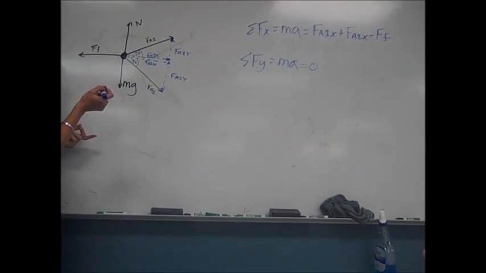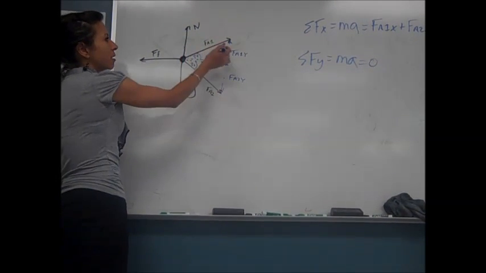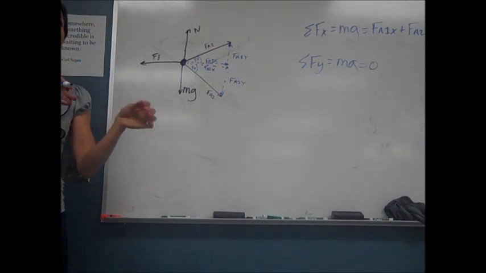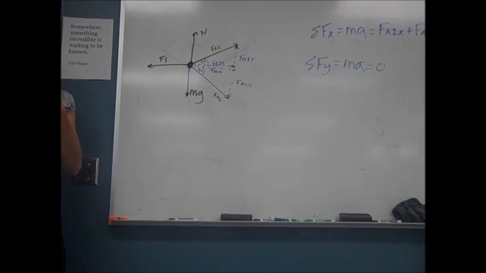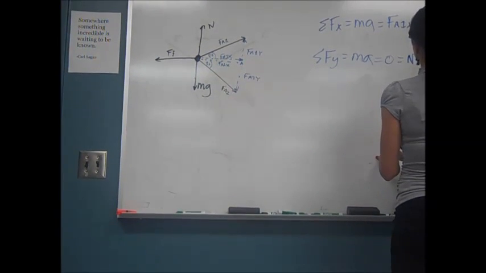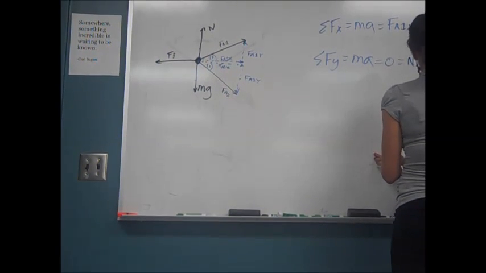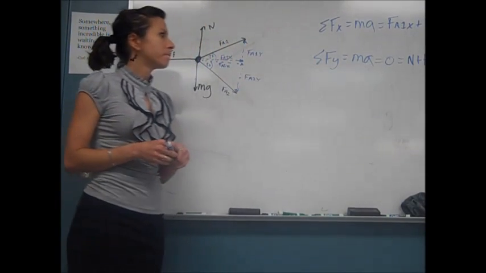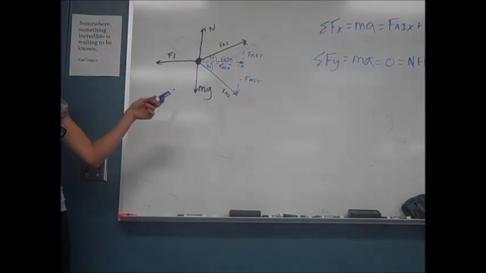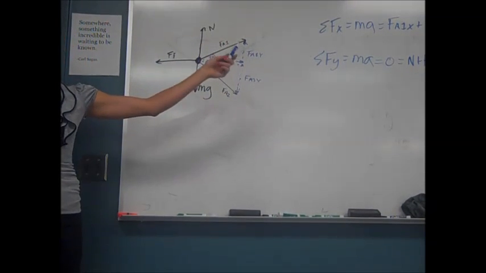In the y direction, I do all the up forces minus all the down forces. Up, up, down, down. There are 4. It doesn't make the process any different, it just adds something to it. So now we have N plus FA1y minus FA2y minus mg. And I think you guys can do the rest of this, right? You know how to find the components, you know how to find the sides of the triangle, and you know how to plug numbers into an equation.